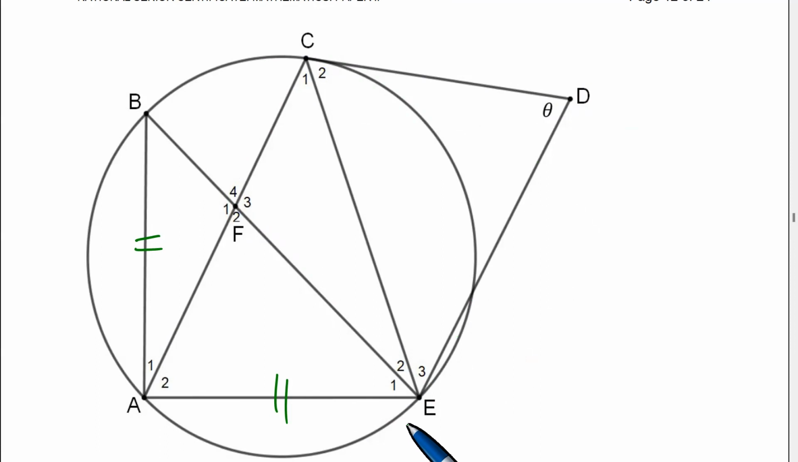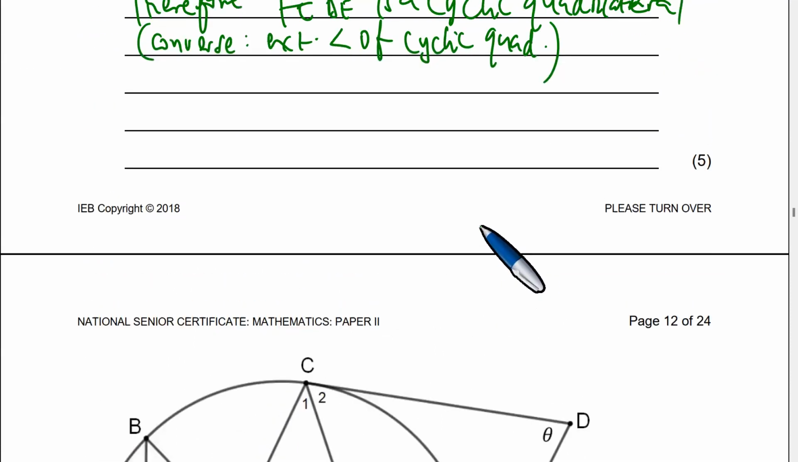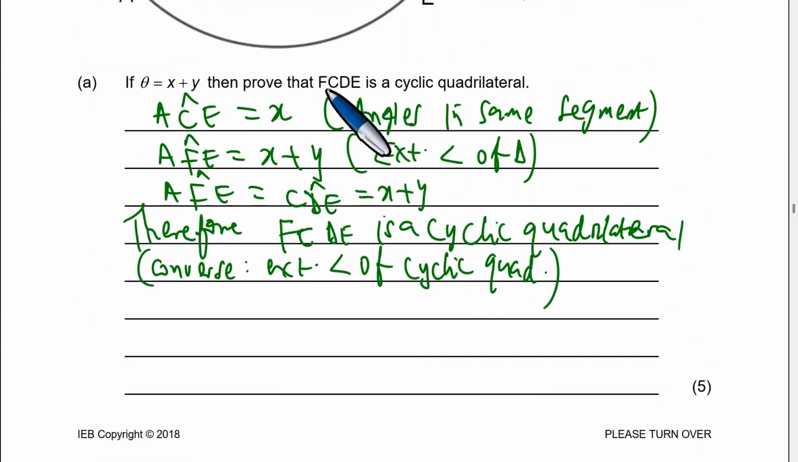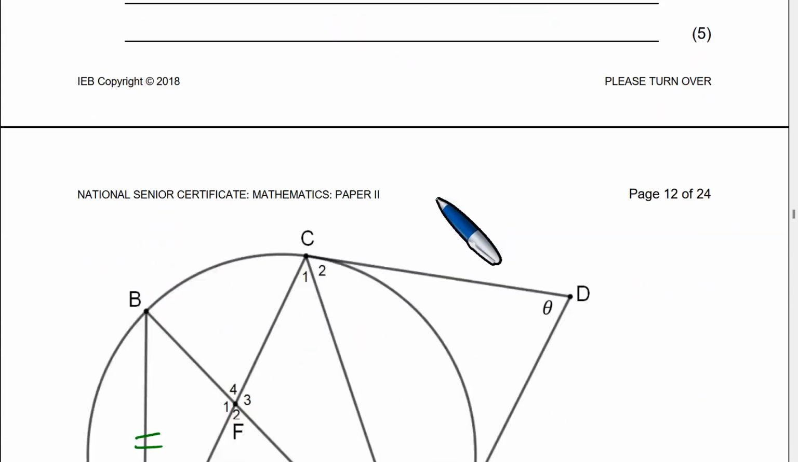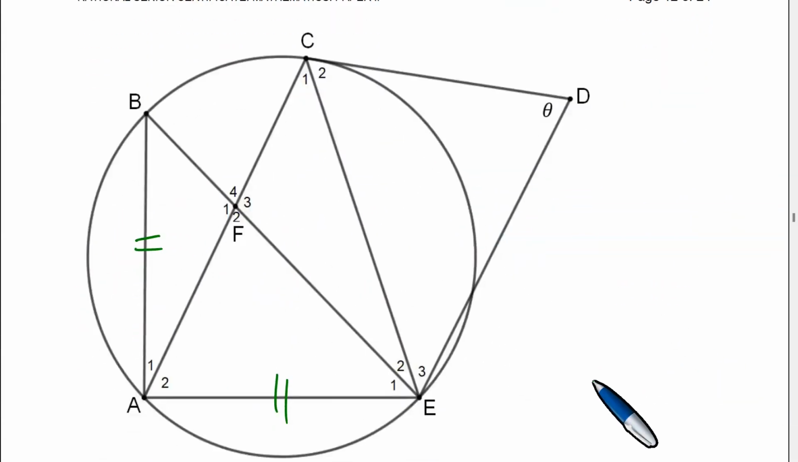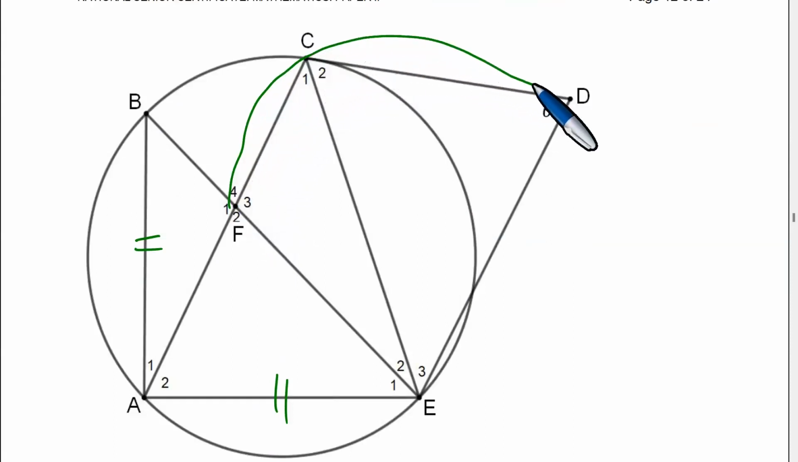Now let's look at this. There's a circle that goes through FCDE. We have already proven that FCDE is a cyclic quad. Being a cyclic quad, it means it's potentially FCDE.